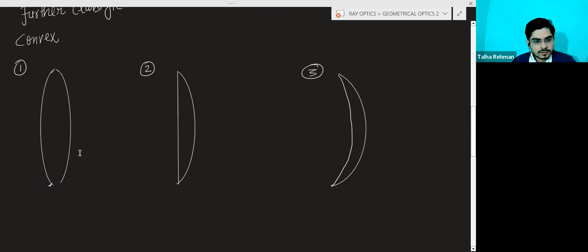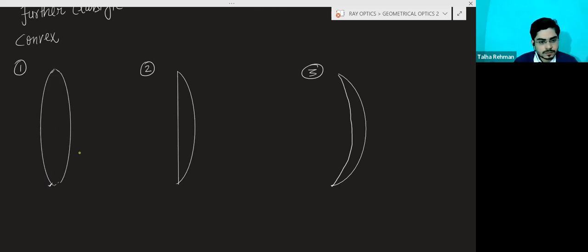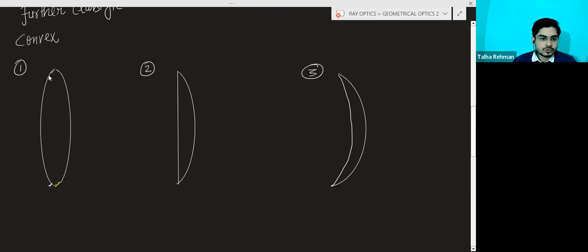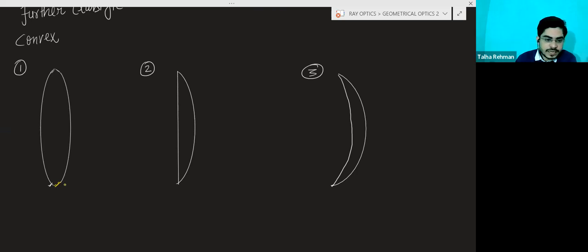Okay. So this surface is also bulging outward. This surface is also bulging outward. So both surfaces here are convex. So that is why this is known as the biconvex lens, or also known as equiconvex lens.